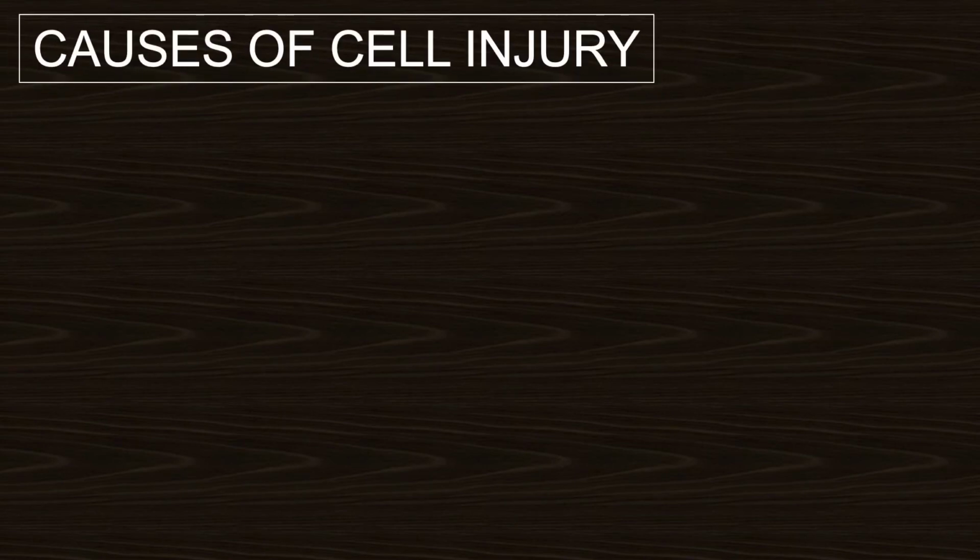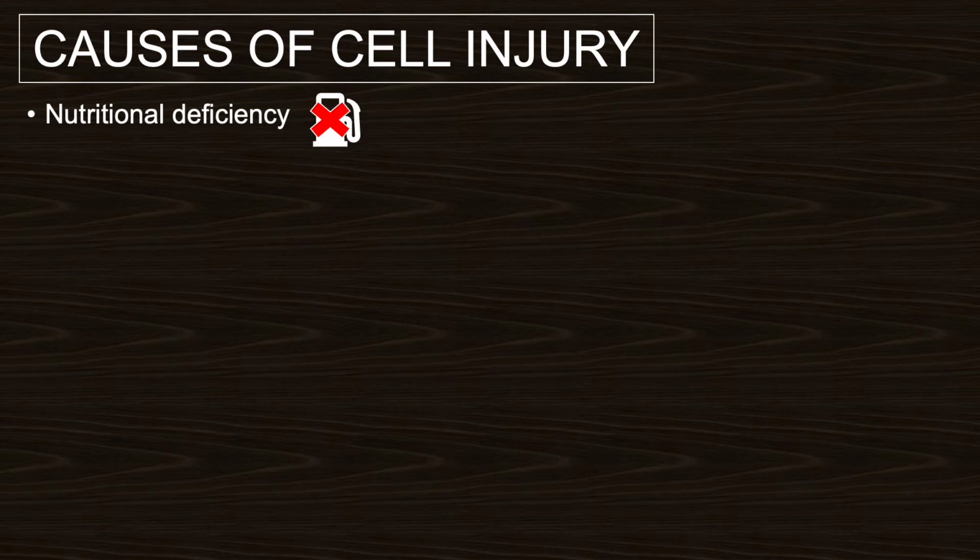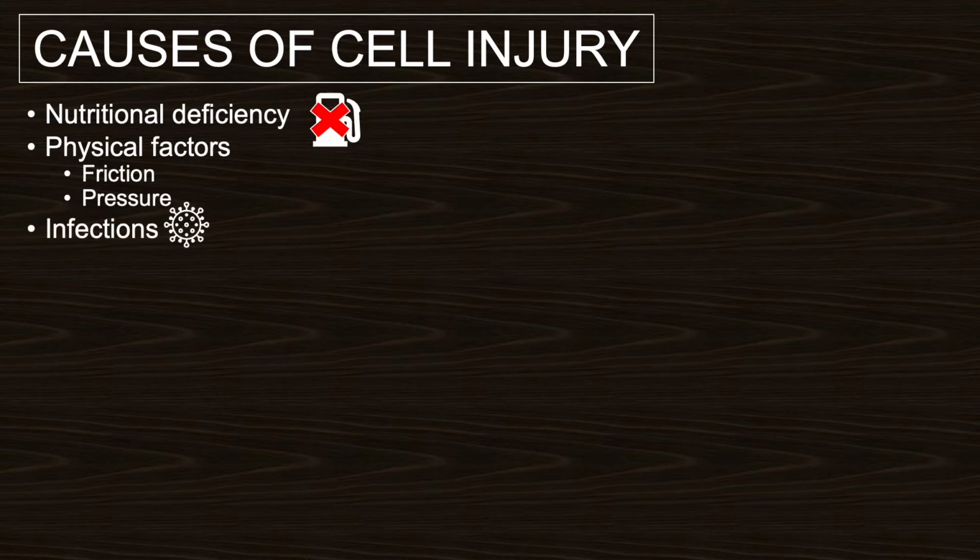They include nutritional deficiency, as in the cell is starving and not being supplied with the fuel needed to survive, for example, no glucose for respiration, and thus no ATP or energy production. Then we look at physical injury due to mechanical force, such as friction or pressure on the cell. And then next, infections, a very important cause of cell injury.